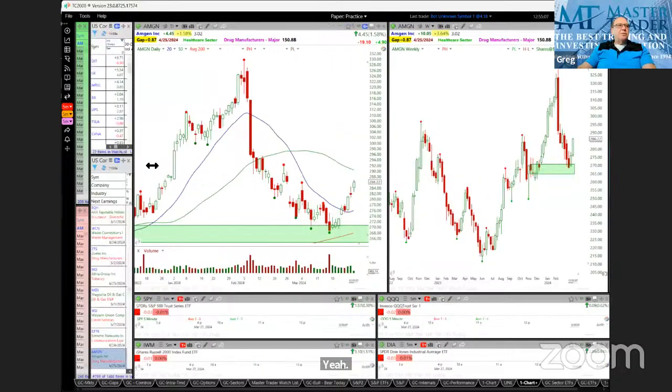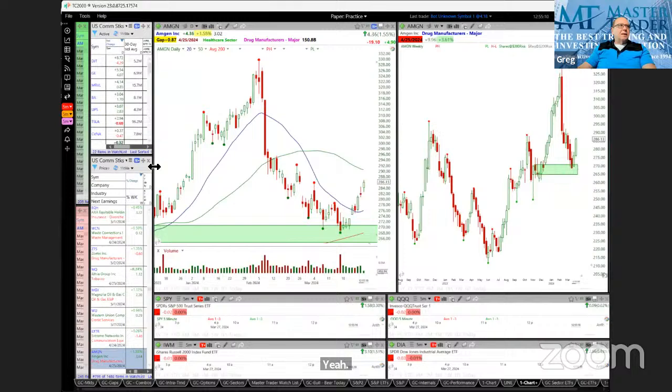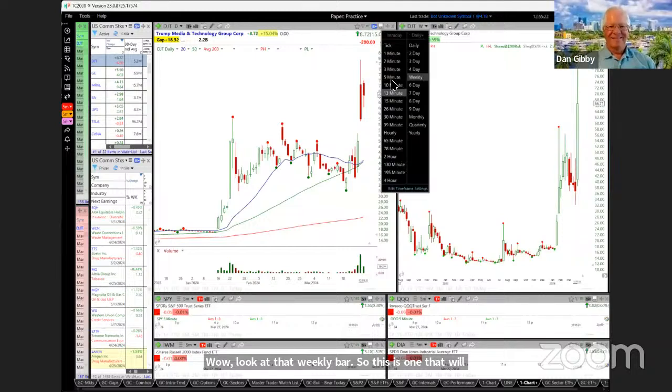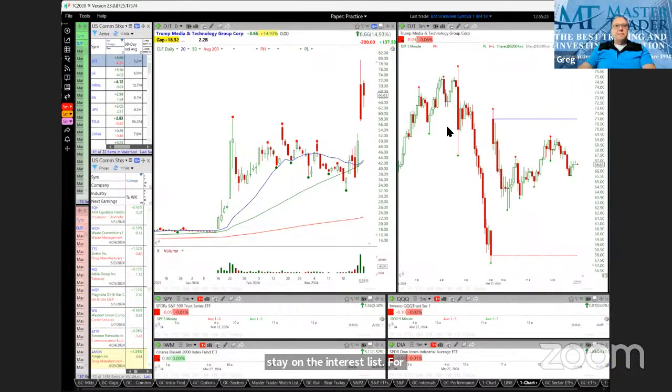Let's see what else is moving here. Oh, I got it. Movers active. Wow, look at that weekly bar. So this is one that will stay on the interest list for swings and certainly for day trades. It's just kind of going nowhere today, not doing much of anything.